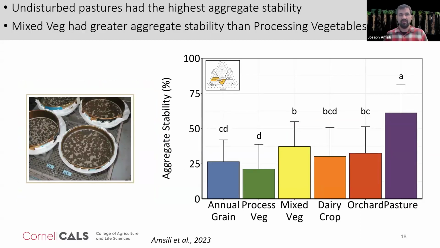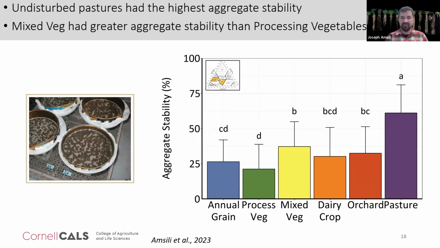When we looked at aggregate stability, we found that across soil type, undisturbed pastures by far had 2 to 3 times higher aggregate stability than our other annual cropping systems. And this really reinforces what we know about continuous living root systems and their associated mycorrhizal fungi for building and maintaining aggregation. Also, we found that mixed vegetables, due to their higher organic matter cycling and biomass inputs and organic matter concentrations, had higher aggregate stability than processing vegetables.